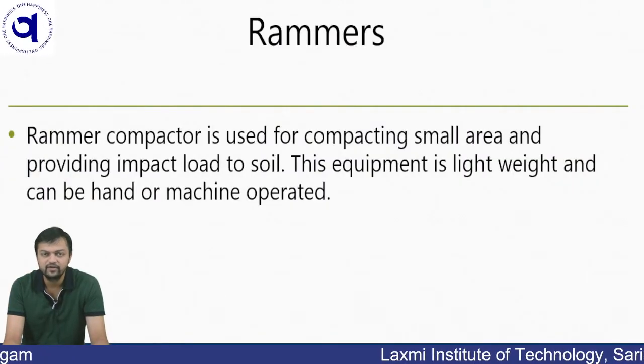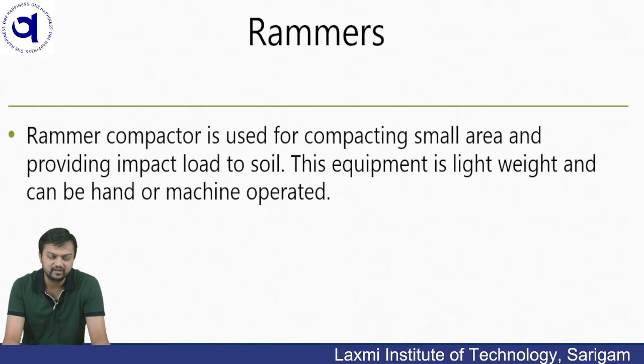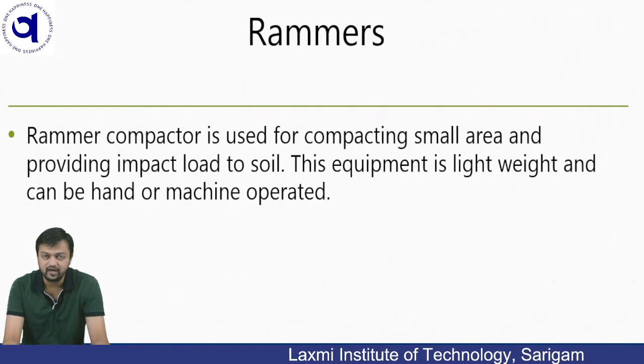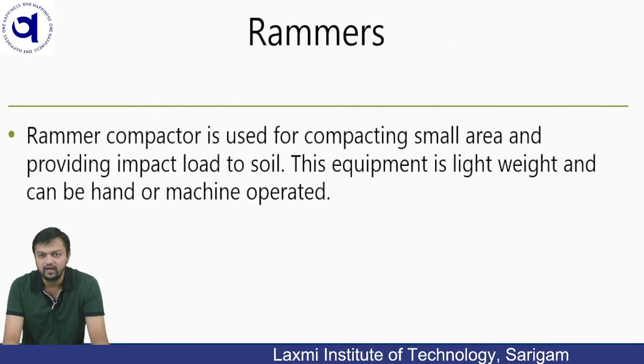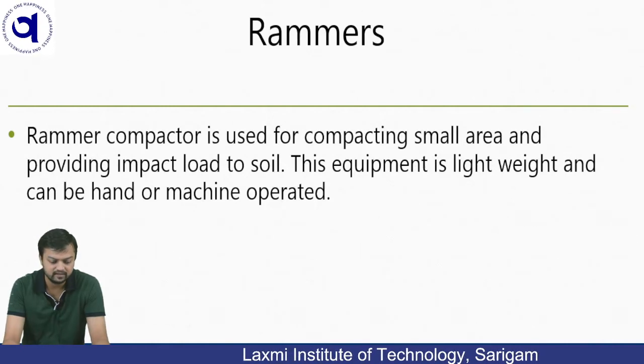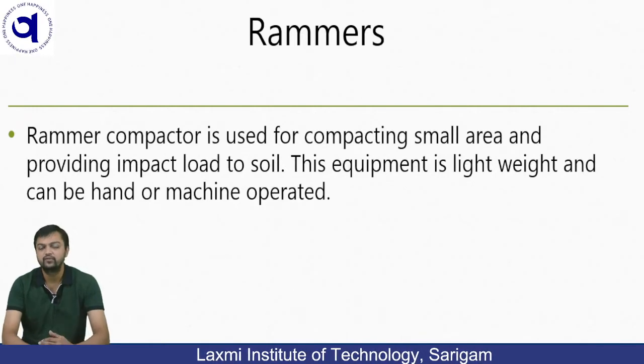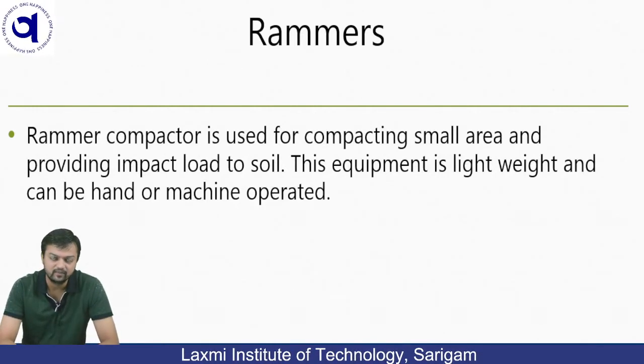Now, where will we use the rammer? As we saw in earlier videos, compacting equipments were used on construction projects like road projects, building construction projects, bridge projects, and railway projects. Now, a rammer is a compactor used for compacting smaller areas. Wherever we want to compact smaller areas, we will use rammers.